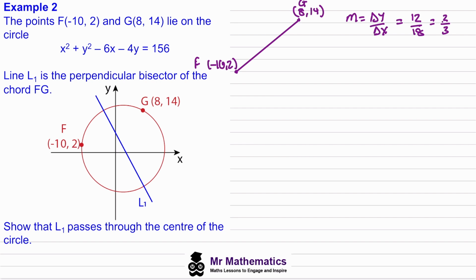Now what this tells us is, if this has a gradient of 2/3, then the gradient of a blue line, which is perpendicular to that, will have a gradient of -3/2.